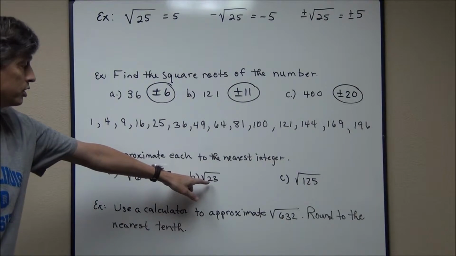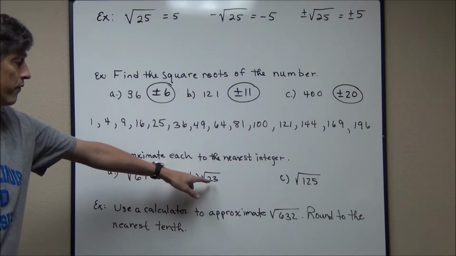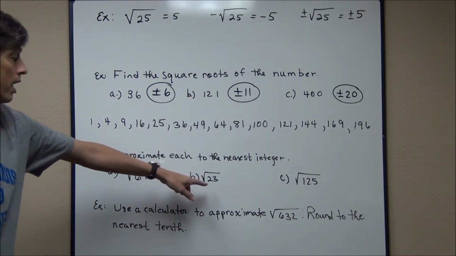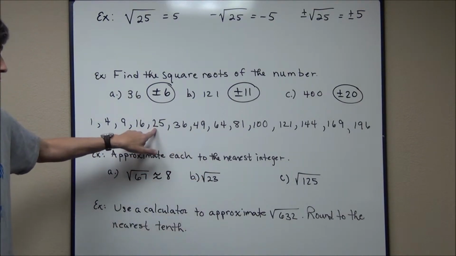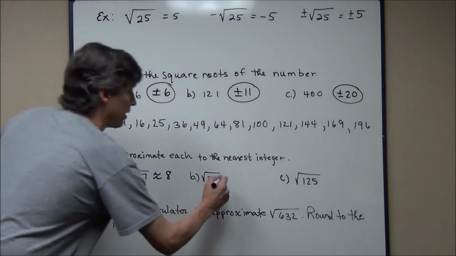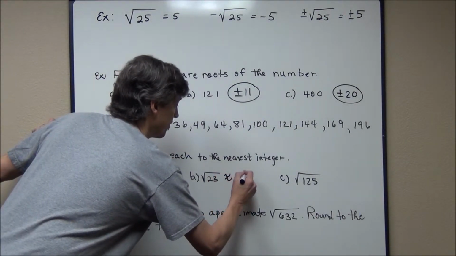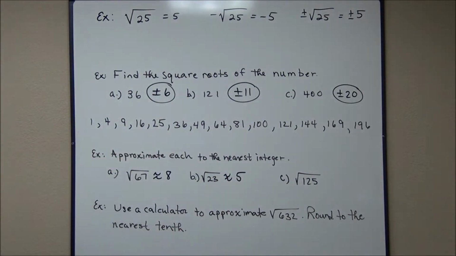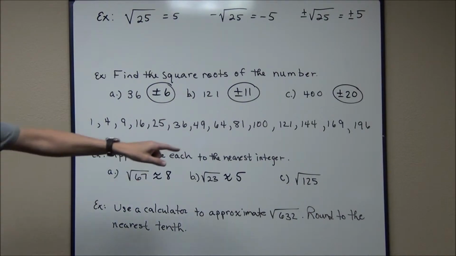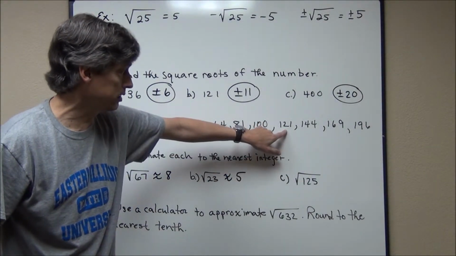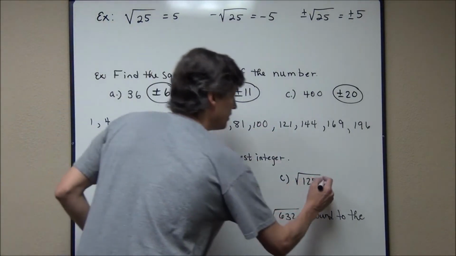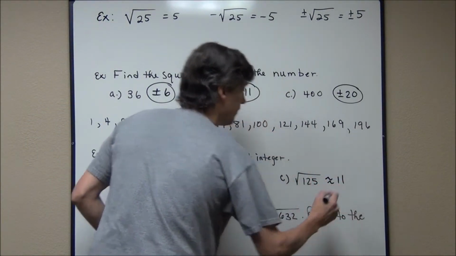Same thing here. The square root of 23, I try to find a perfect square since 23 is not a perfect square. I try to find a perfect square very close to 23, and that would be 25. Of course, that's 5 times 5, so this is approximately 5. The last one, the square root of 125, again, it's very close to 121, right? 121 is 11 times 11, so this is approximately 11.